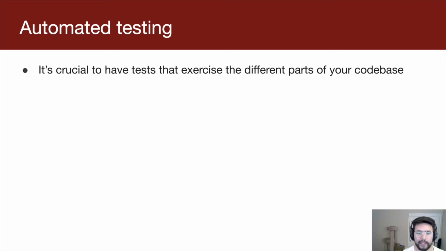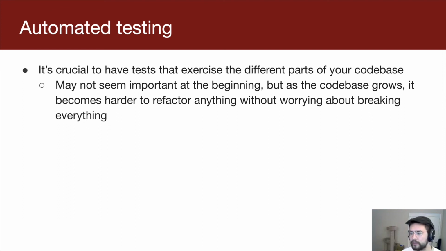You really need to have automated tests that run your code and check all the different parts. We had a bunch of tests in this class, not a lot, but we had some. And you know how that works. You change part of your code, you run the tests to make sure you haven't broken anything. It might not seem very important in the early stages of a code base, but it is so important as your code base grows.